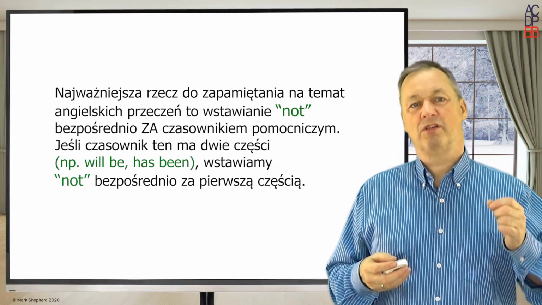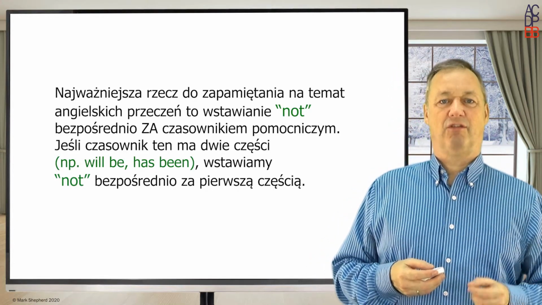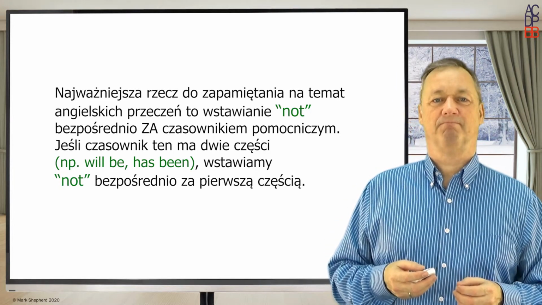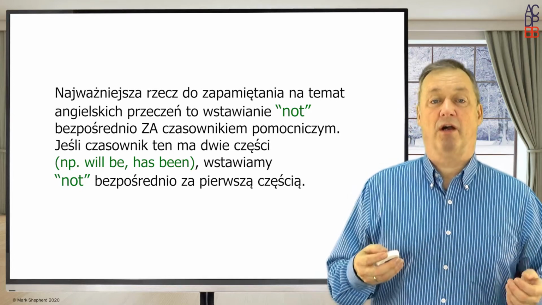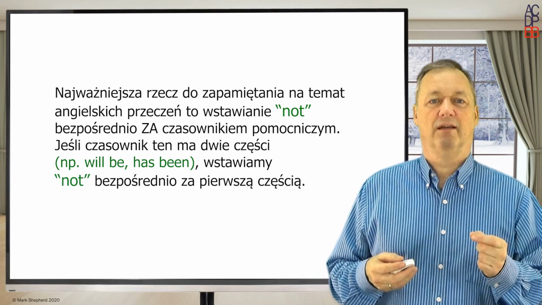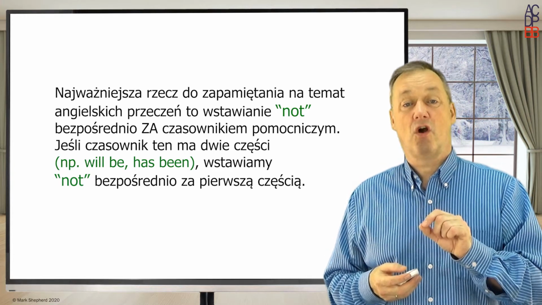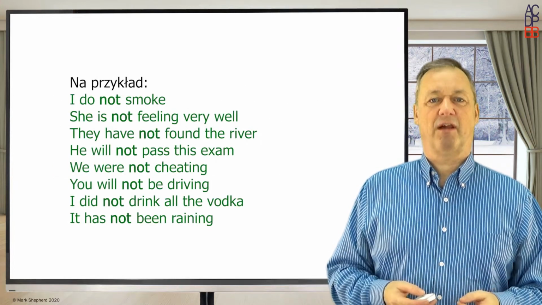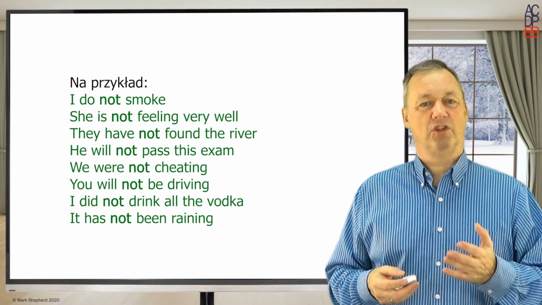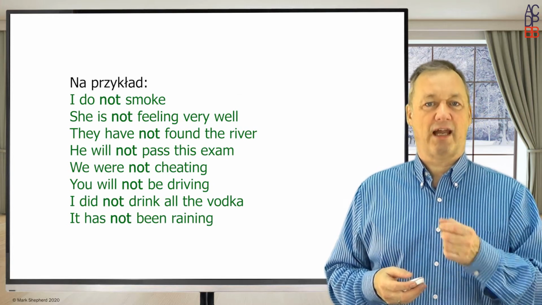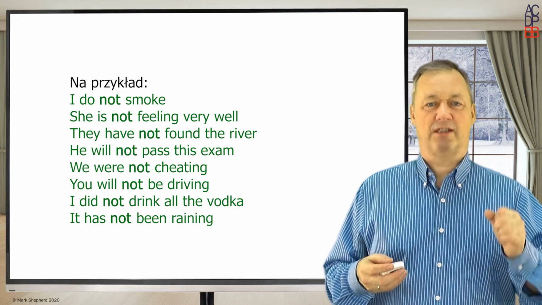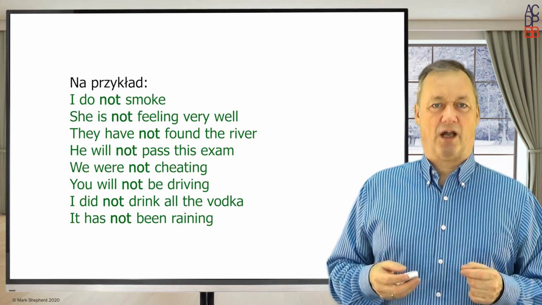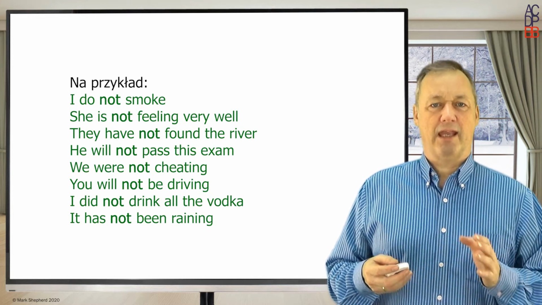The most important thing to remember about English negatives is to put not immediately after the helper verb. If the helper verb has two parts, for example, will be, has been, we put not immediately after the first part. For example, I do not smoke. She is not feeling very well. They have not found the river. He will not pass this exam. We were not cheating. You will not be driving. I did not drink all the vodka. It has not been raining.